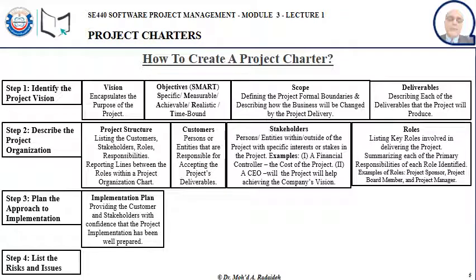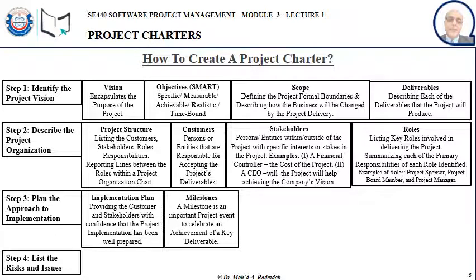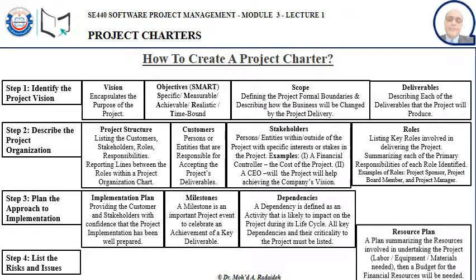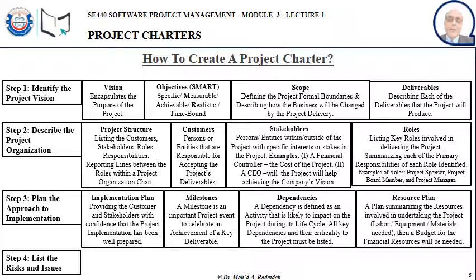Now, in step 3, we need to come up with a reasonable high-level implementation plan to show our management what it will take us to implement that project. We need to define the milestones. We need to define the dependencies among tasks and probably on other factors as well. We need to provide a high-level resource plan to show how resources will be selected, how resources will be allocated on the project.